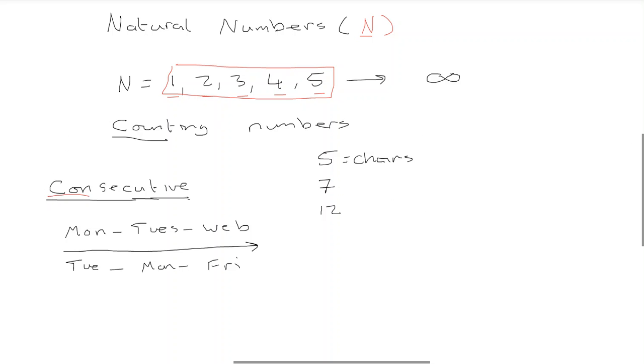Natural numbers can be split up into two main groups, let's say. So you have natural numbers, and then you can further split those up. You can have odd numbers, and then you can have even numbers. So odd and even numbers.